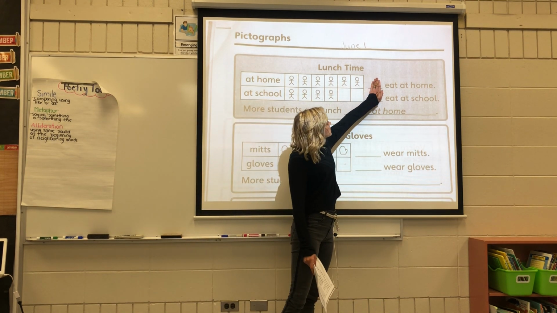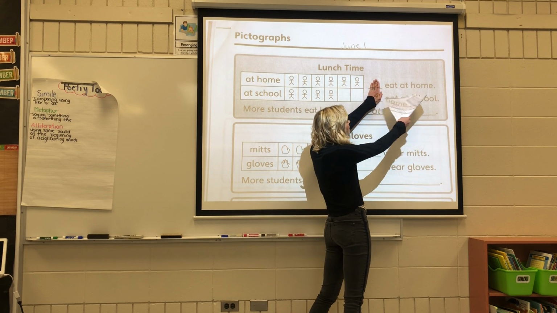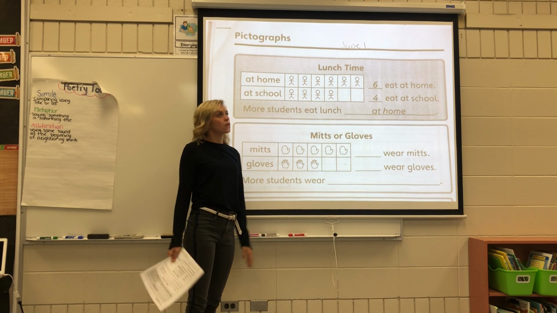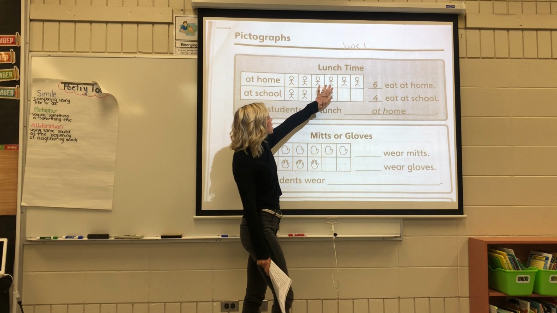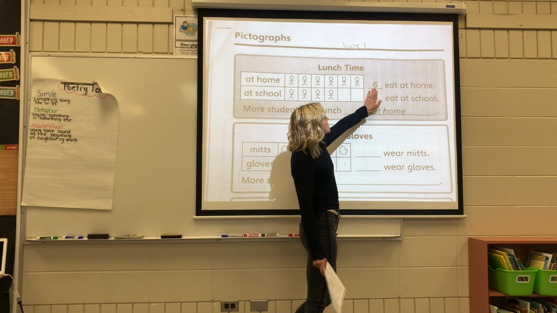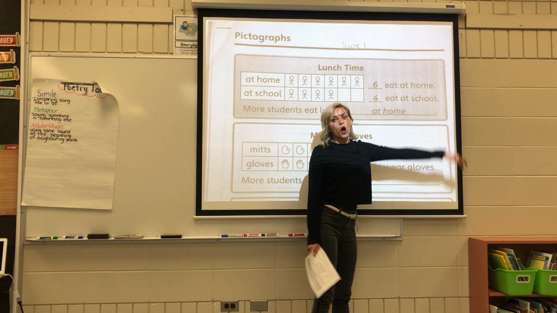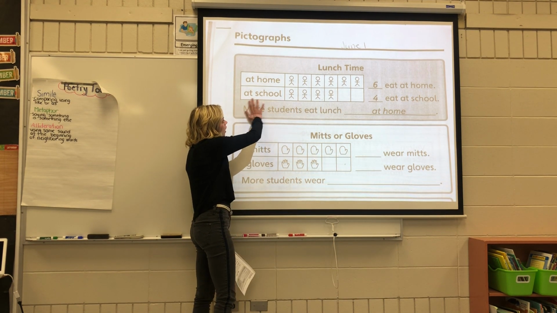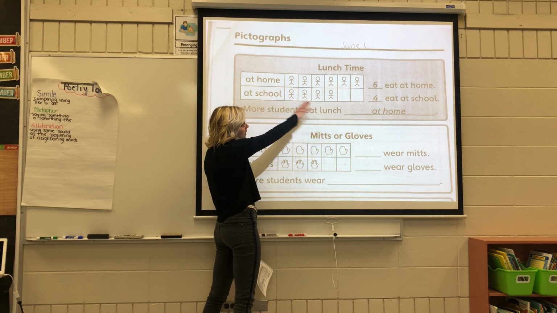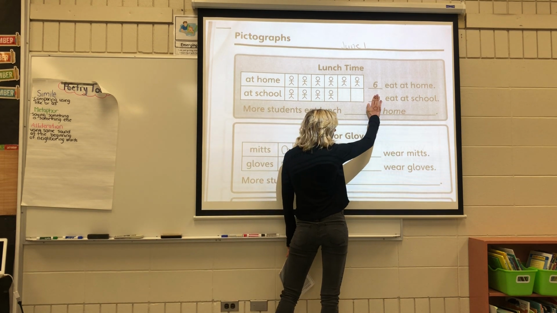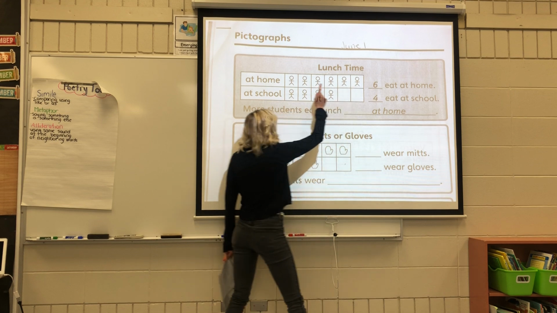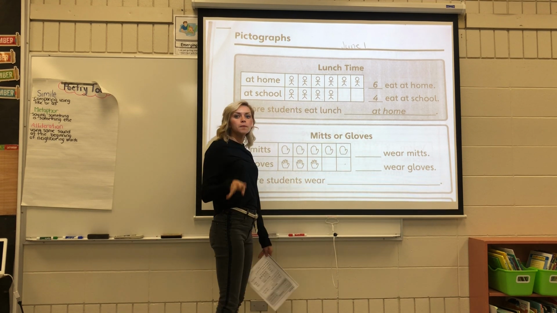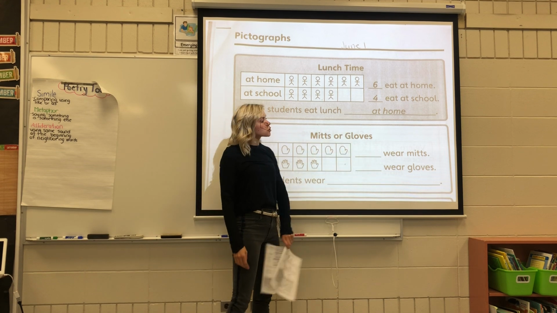So it says blank eat at home. So then we would look at our home section and we'd count them up. We would say 1, 2, 3, 4, 5, 6. 6 people eat at home. Then we'll go to our at school, and it's wondering how many eat at school. And we count. At school, 1, 2, 3, 4. 4 people eat at school.